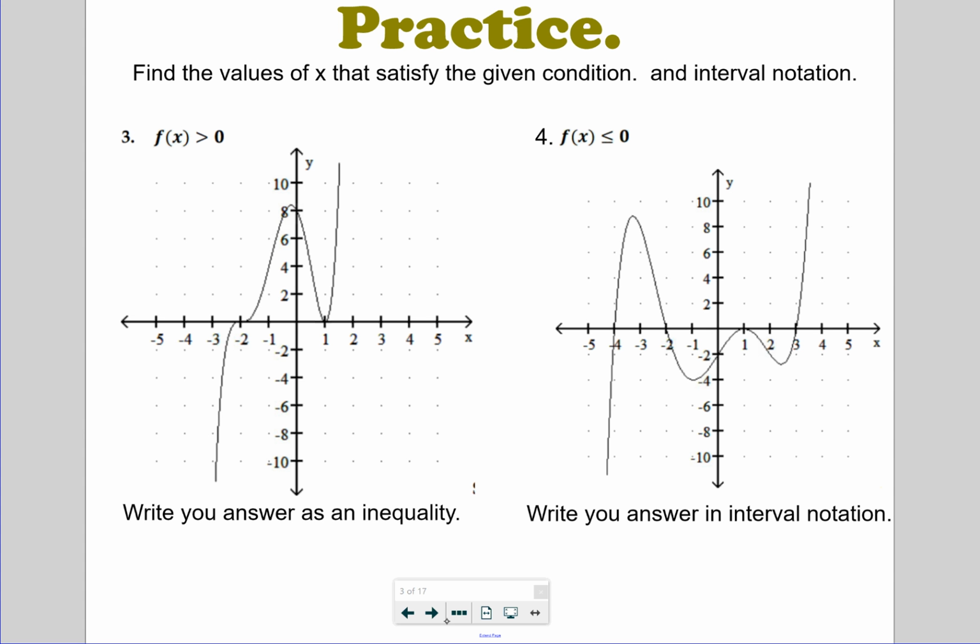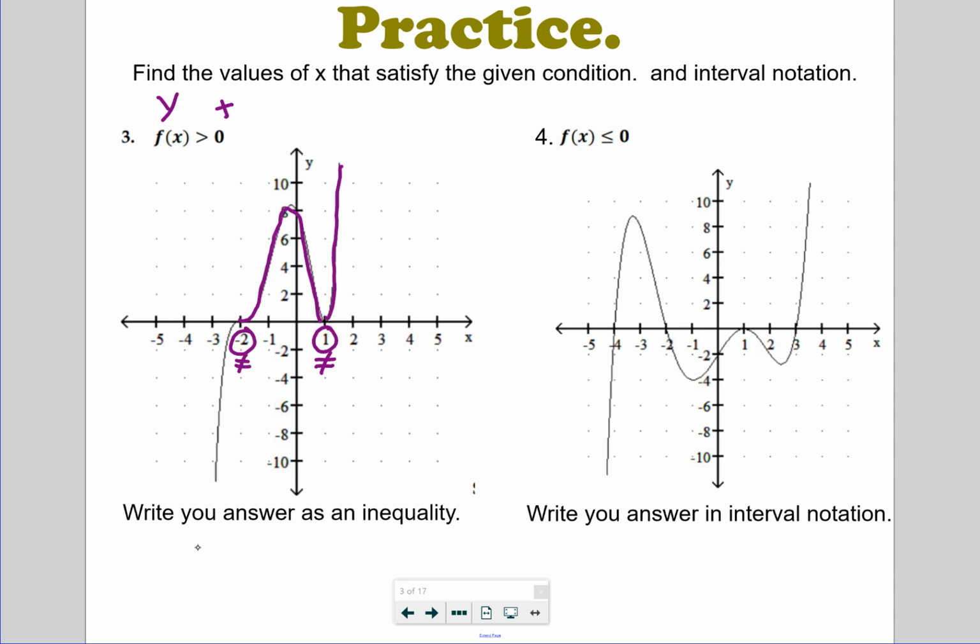Okay, so in number 3, we want to know where our y values are greater than 0, so strictly the positives are what we're looking for here. So that would be this little hill here, and then this hill here. You are not including 1 because 1 is where it's exactly equal to 0. We only want the positive. Same with -2. We're not going to include -2.